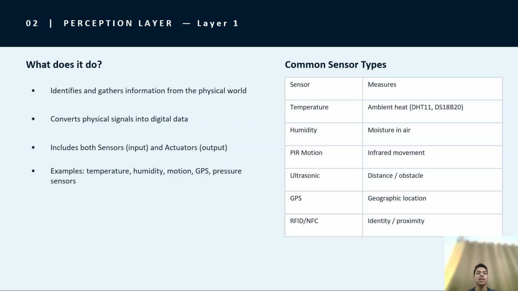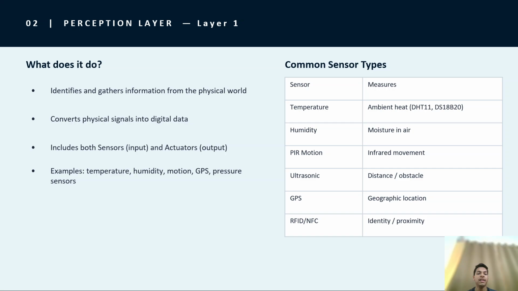Perception layer, that is layer 1. Let me go deeper into this. The perception layer's job is to sense the environment. Sensors are the eyes, ears, and nose of an IoT system. They take physical phenomena like temperature, light, or motion and convert them into digital signals. On the right, you can see common sensor types we encounter in IoT projects.